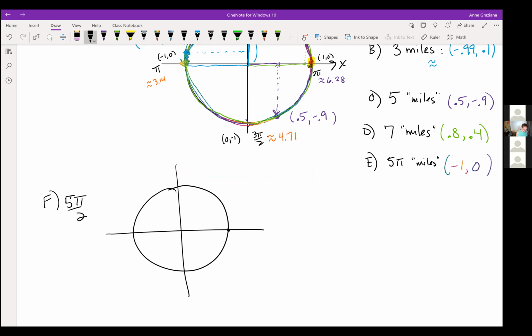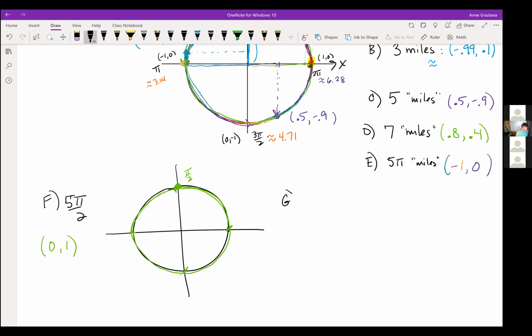All right, so I'm going to start here, and I want to go 5 pi over 2. So here, let me show you counting for this one. Here's pi over 2, 2 pi over 2, 3 pi over 2, 4 pi over 2, 5 pi over 2. Each one of these quarters is pi over 2. So you guys see how I measured? 1, 2, 3, 4, and then back here is 5 pi over 2. So we end up back at pi over 2. So that's the point 0, 1. That's the stop. Any questions?